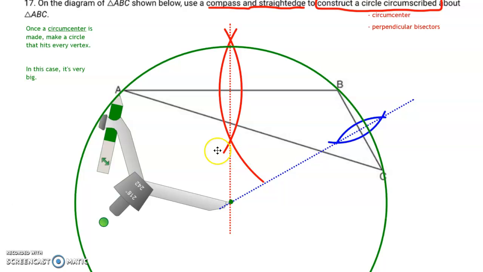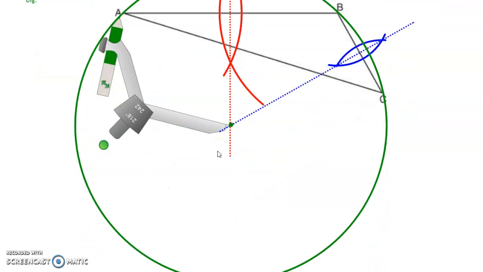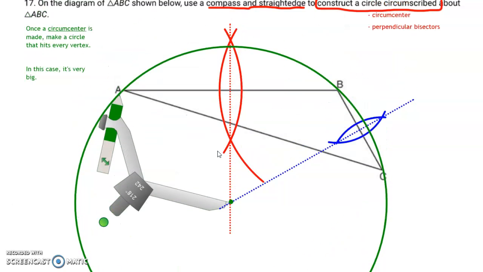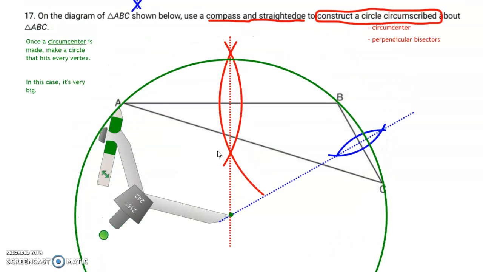In this case, it's very big. It might go off of your paper. Don't worry about that. Just draw it to the edges of the paper, and I'll totally understand that you weren't able to add on more paper onto the bottom of your paper. It's not a big deal.